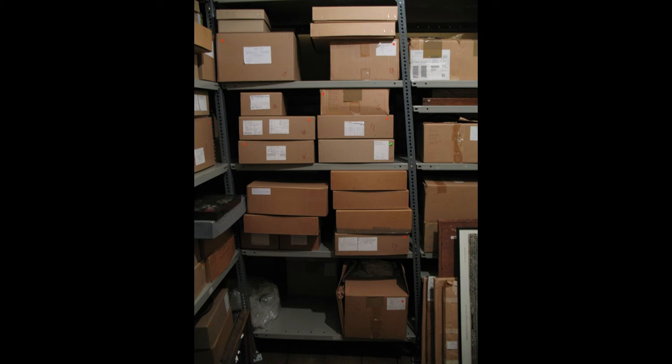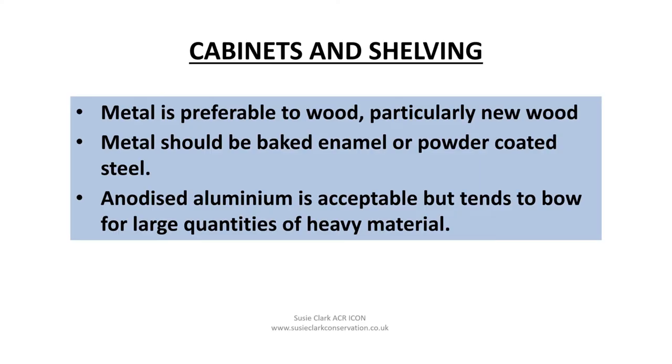So what about wider housing issues? Shelving and cabinets need to be suitably physically robust as well as chemically inert for photographs. As you can see here, this sort of cheap shelving is not up to the job and could easily collapse, damaging photographs and people. All cabinets or shelving should be made of metal with a baked enamel or powder-coated finish. Anodized aluminium is also suitable as a finish, but steel is necessary to take substantial weights.